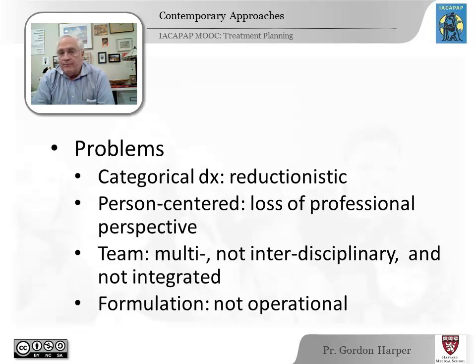But each of them has a problem. Categorical diagnoses can produce a rather reductionistic, oversimplified view of what's going on. The person-centered care may capture the youth's perspective, but as often used, it loses the professional perspective and professional expertise which the child needs. The team approach too often becomes a multidisciplinary, not an interdisciplinary effort, in which the efforts of each discipline are not integrated or coordinated with each other. And finally, the problem with the formulation is that it may represent very good thinking and thoughtful caring about the child, but it doesn't easily translate into an operational plan of what to do.